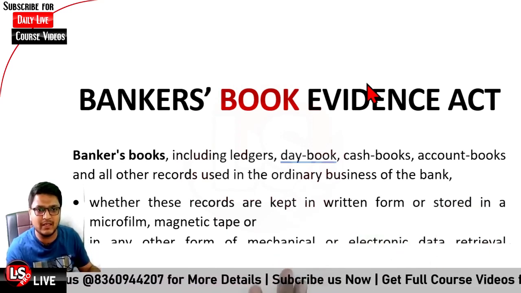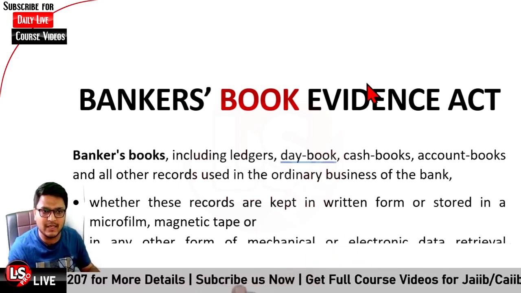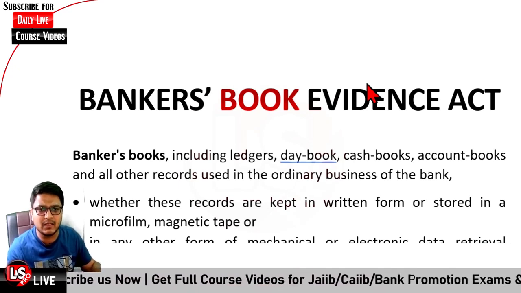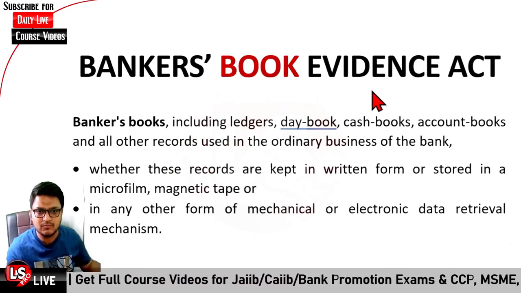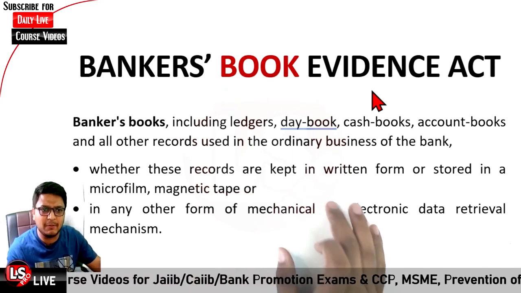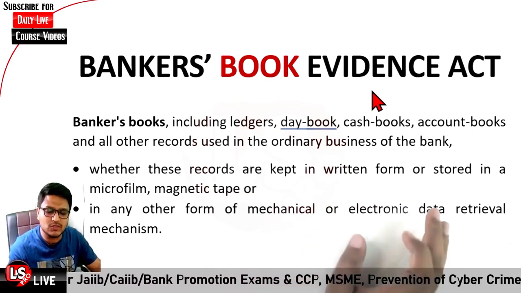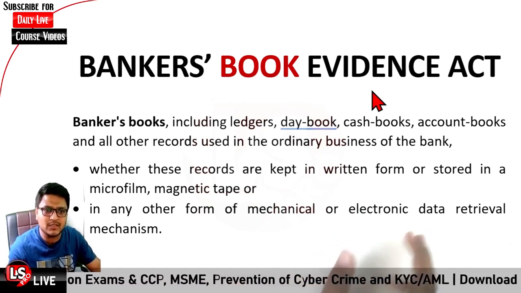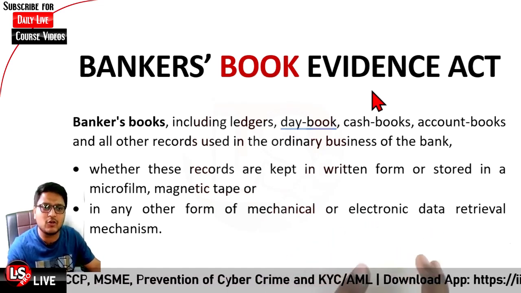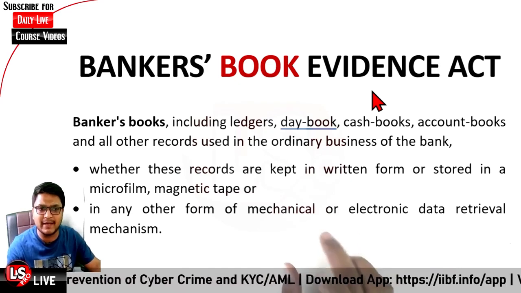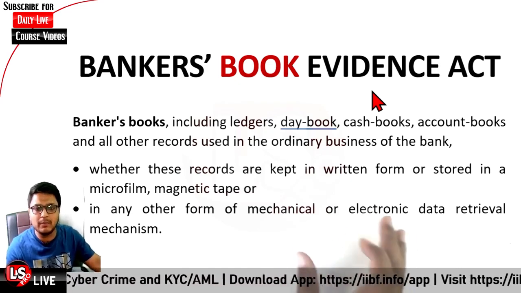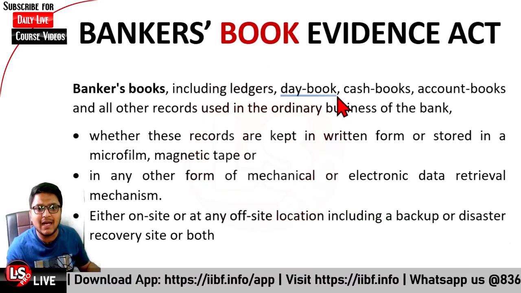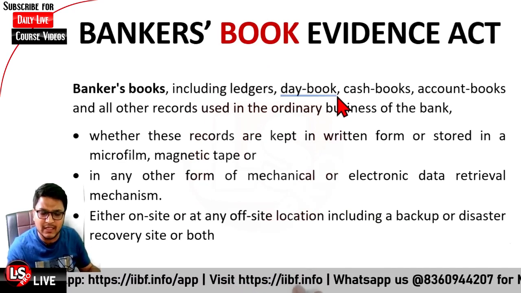So these could be ledgers, day book, cash book, cash memo, account books. Each and everything is covered in the Bankers Book. And further, whether these documents are kept in written form or stored in a microfilm or magnetic tape, because after computerization there could be an electronic data retrieval mechanism, or a mechanical data retrieval mechanism, or it could be in register form, or in electronic form. And either on site or off site, the data could be available.